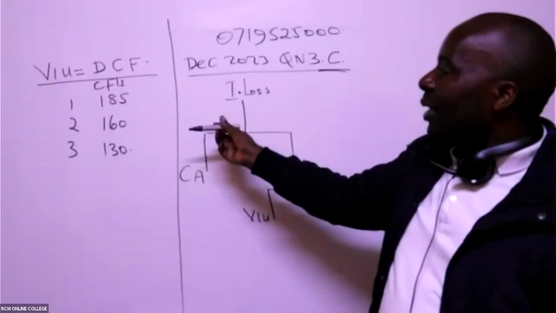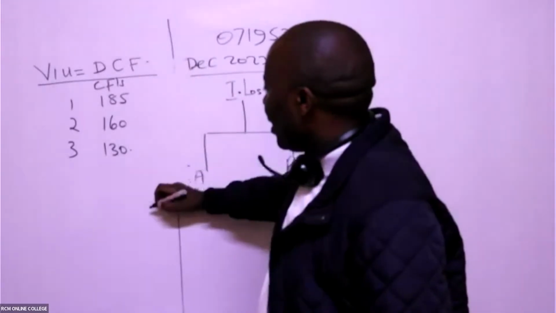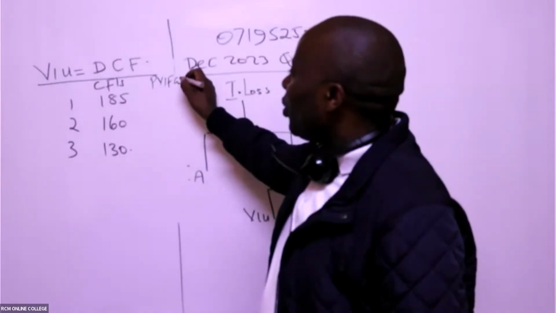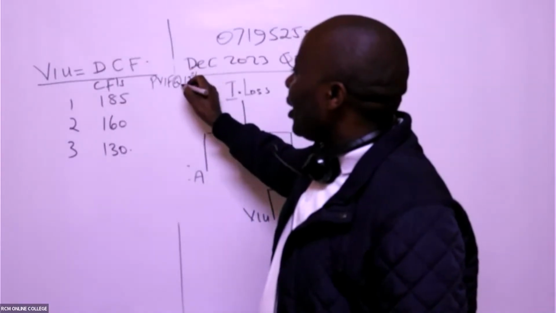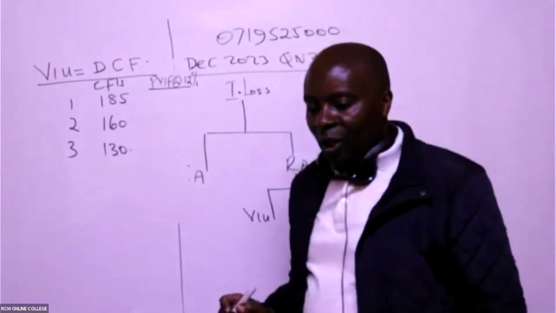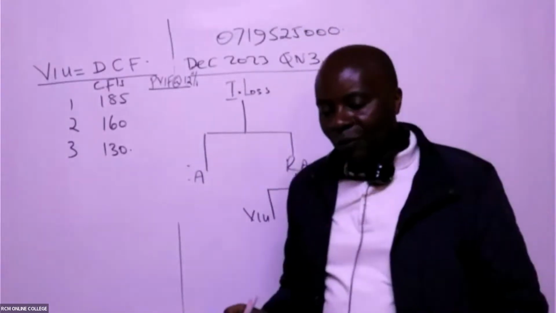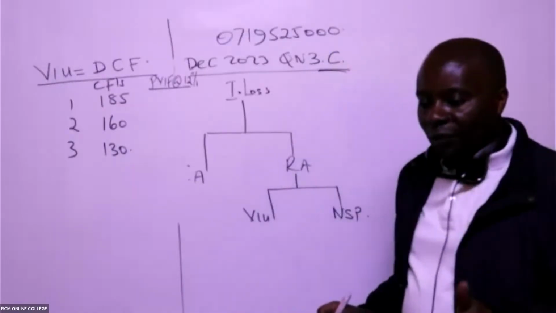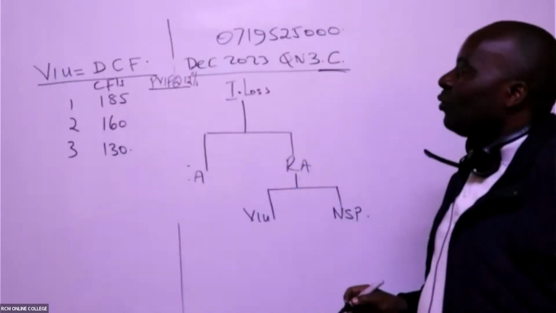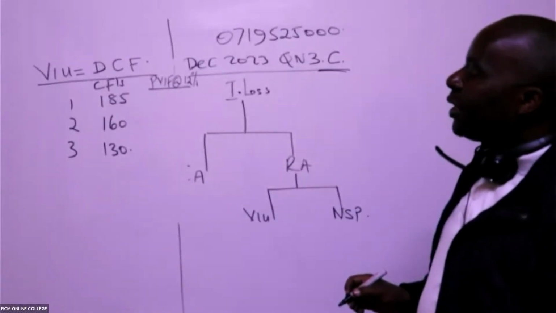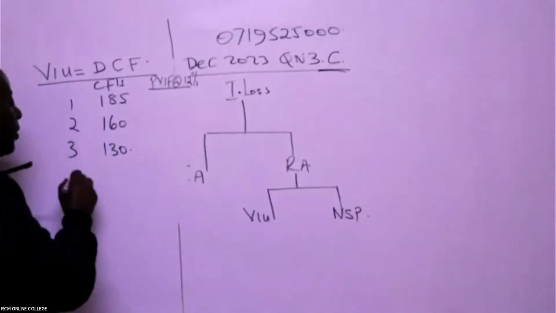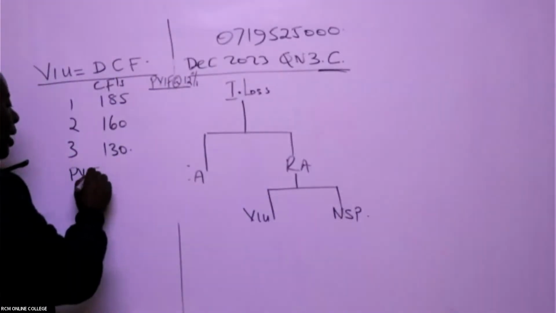So please come and use PV, at what cost of capital? At 12%. And if it is PV that they want me to use, my friends, I know the formula.